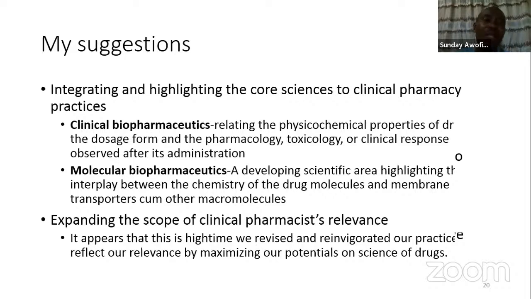What are my suggestions? Integrating and highlighting the core sciences into clinical pharmacy. Clinical pharmacy is evolving. Every field is evolving. It must have a direction. So in which direction is clinical pharmacy evolving? We can't be doing the same thing we've been doing over and over again and keep having the same results. We must do something a little different or add a little thing, and then we get there.